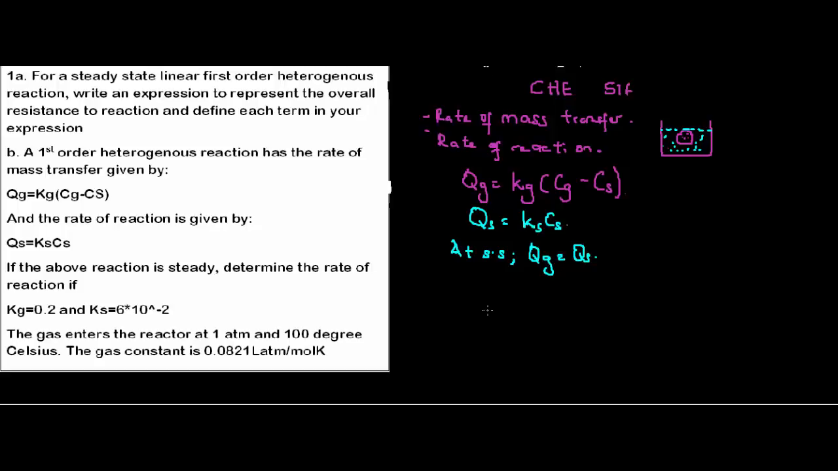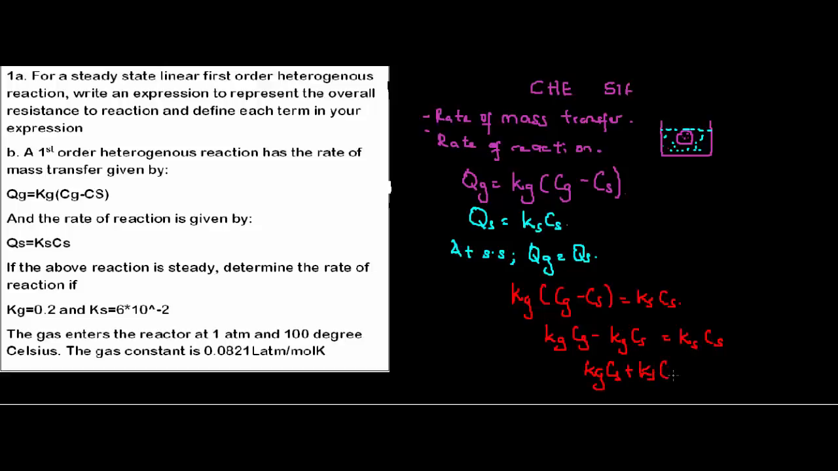Now that is settled. I can then say that Kg into bracket Cg minus Cs is equal to Ks Cs. Okay, so I can say Kg Cg minus Kg Cs is equal to Ks Cs. So let's bring those that have Cs together. Okay, so I have that Kg Cs plus Ks Cs is equal to Kg Cg.